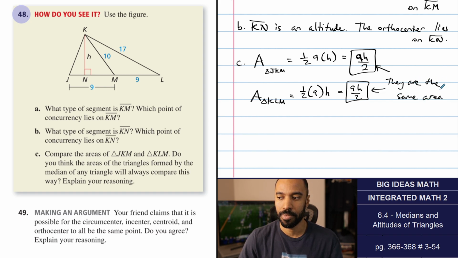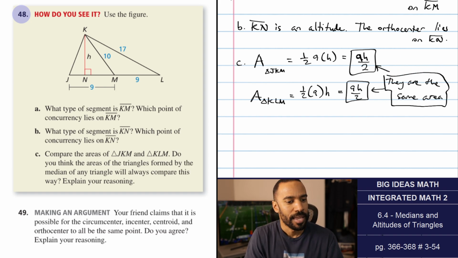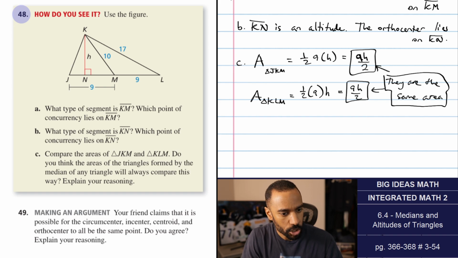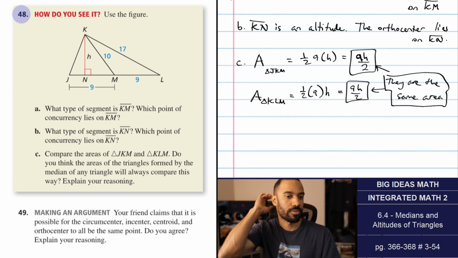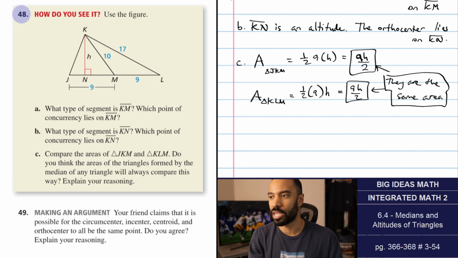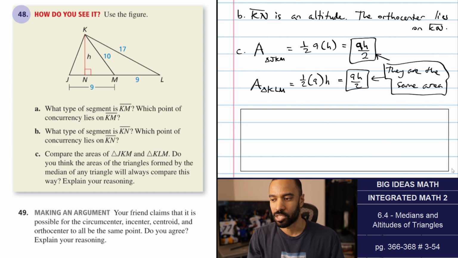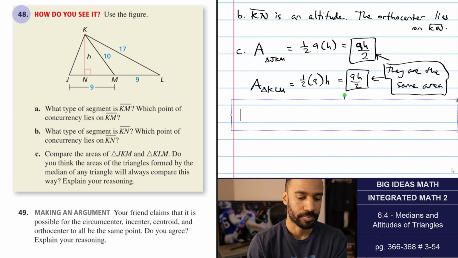So they said compare them. They're the same. Doesn't matter that it moved over like that as long as it's 9. It said, do you think the areas of the triangles formed by the median of any triangle will always compare this way? Oh, I see what they're saying. Yeah, because it'll always give you the same base lengths for them. So that's interesting how they said it specific with medians. I guess that makes sense.